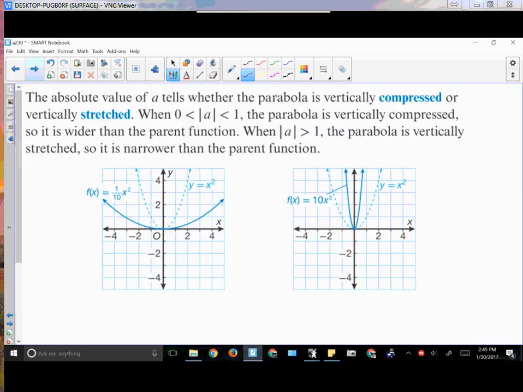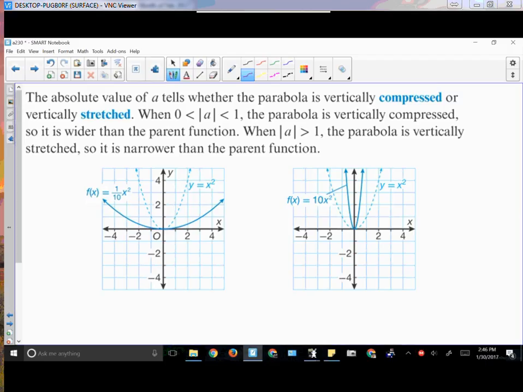So, another thing that we've got here, it says the absolute value of A, vertically compressed or stretched. Now, this can be a little bit deceiving. If A is between 0 and 1, if I multiply something by a fraction, it gets what? Bigger or smaller? Smaller. If I multiply by a number that's larger than 1, it gets what? Larger. I mean, this kind of makes sense.